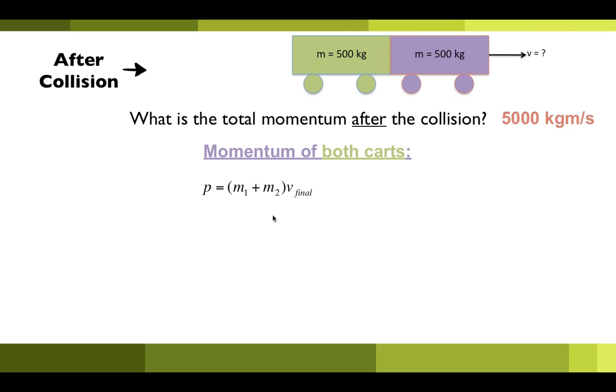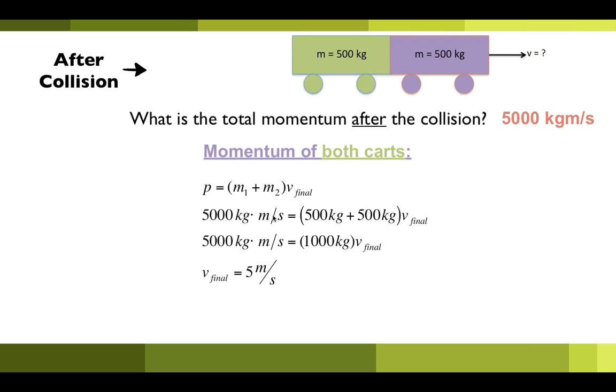So I'm going to put that in with our momentum equation. So the total momentum is going to equal the mass of the first cart plus the mass of the second cart, because now they're stuck, times the velocity that they're going to move afterwards. And there's only one velocity, of course, because they're moving together. So we know what the momentum has to be. The momentum has to be 5,000. So I'll plug in 5,000 for the momentum. The individual carts both have a mass of 500, so I can plug 500 in for both of those masses. And of course, we don't know what the velocity is.